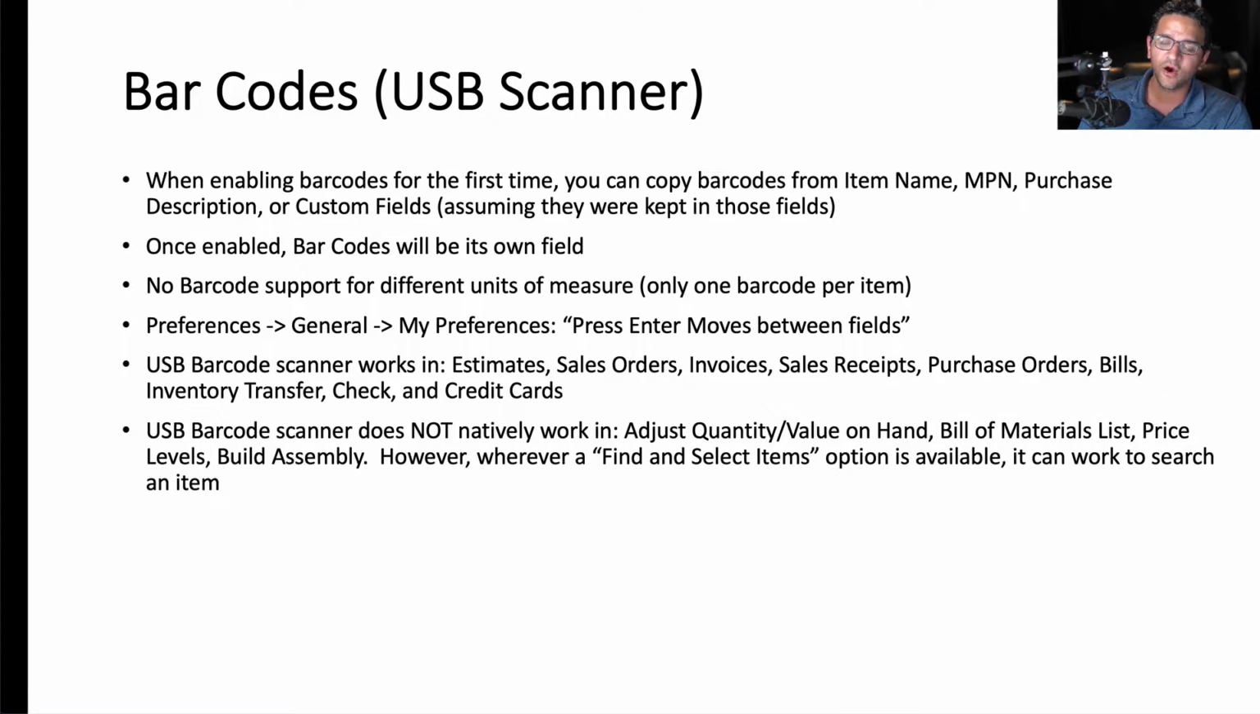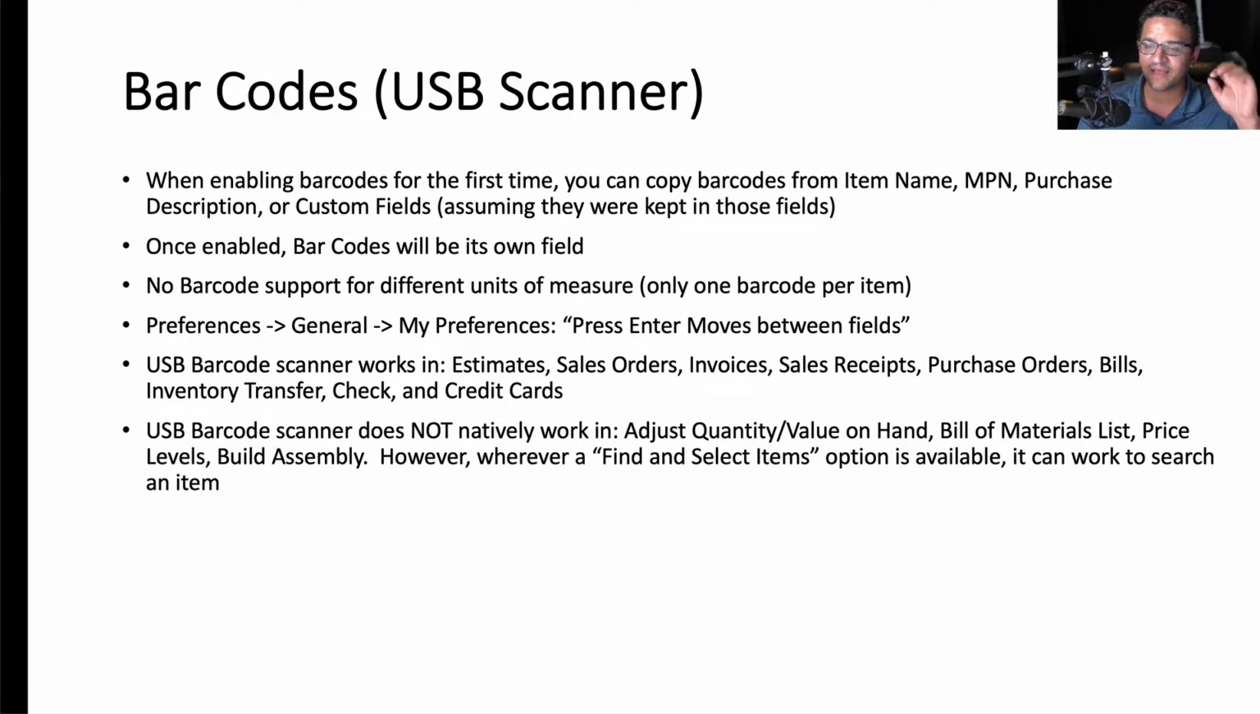Also, where does the barcode scanner work? It works under estimates, sales orders, invoices, sales receipts, purchase orders, bills, inventory transfers, checks, and credit card. Where does it not work, which drives me insane, is it doesn't work in the adjust quantity on hand screen, probably the place where we want it the most. It doesn't work in the bill of materials list, so you can't scan your bill of materials in there. It doesn't work on price levels. It doesn't work on build assembly.